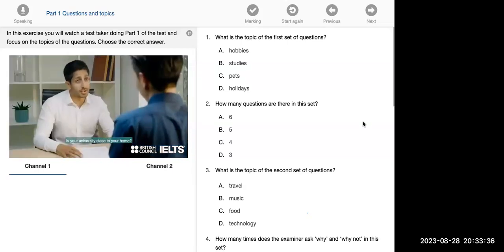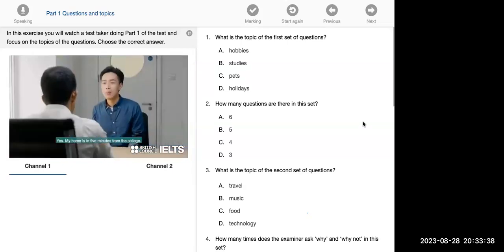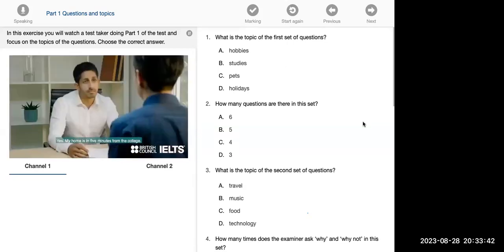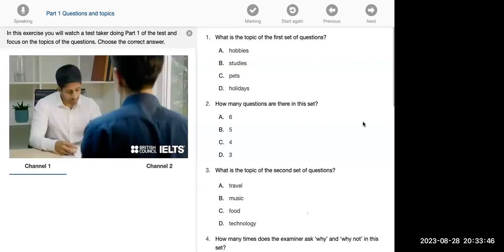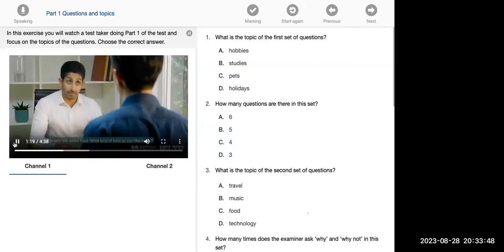Is your university close to your home? Yes, my home is 5 minutes from the college. How do you travel? I travel by bus. I go every day. Now let's talk about food.